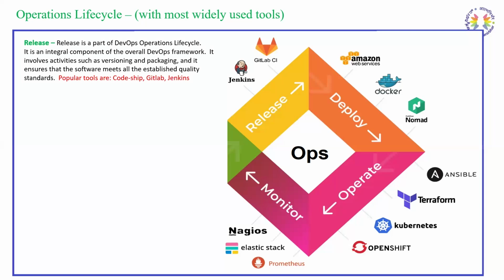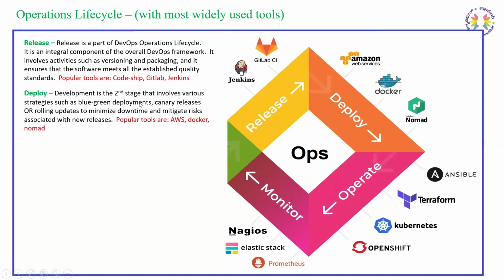It involves packaging the application and preparing it for deployment. The steps include finalizing the release notes, ensuring that all necessary documentation is complete, and confirming that the application is ready for production. Some of the popular tools used in this phase include CodeShip, GitLab CI/CD, CircleCI, Jenkins, Maven, Gradle. There are many more to list.